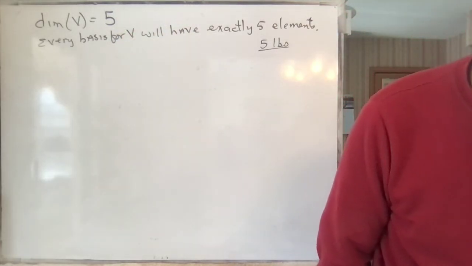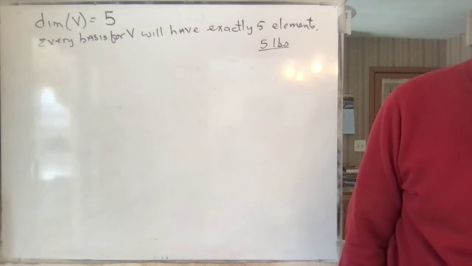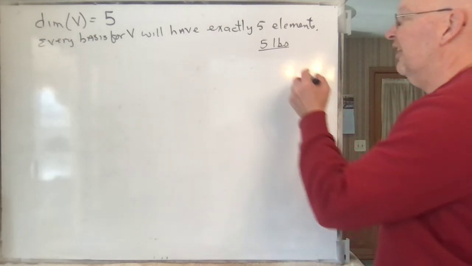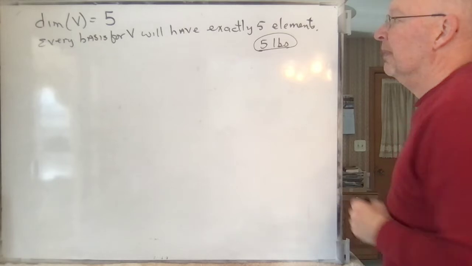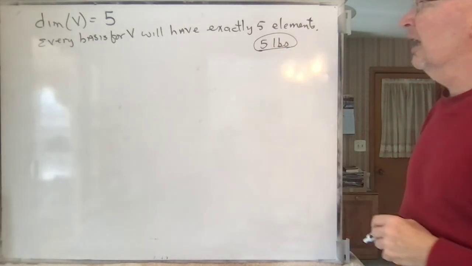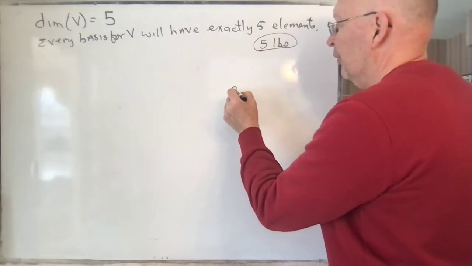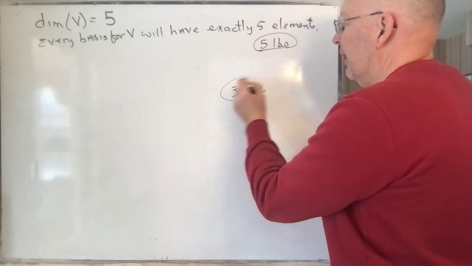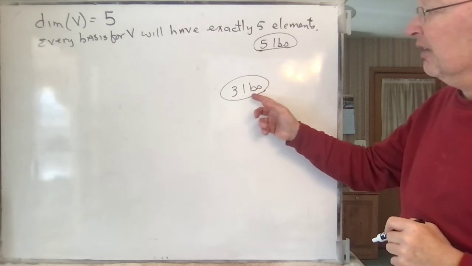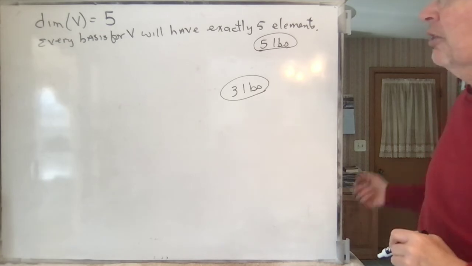That's number 1. A set with fewer than 5 elements must be, may be, or cannot be linearly independent. So think about your backpack. If you know that you need 5 pounds in order to have everything that you need for your trip, and you have a backpack with 3 pounds, is it true that everything in that backpack is going to be needed?